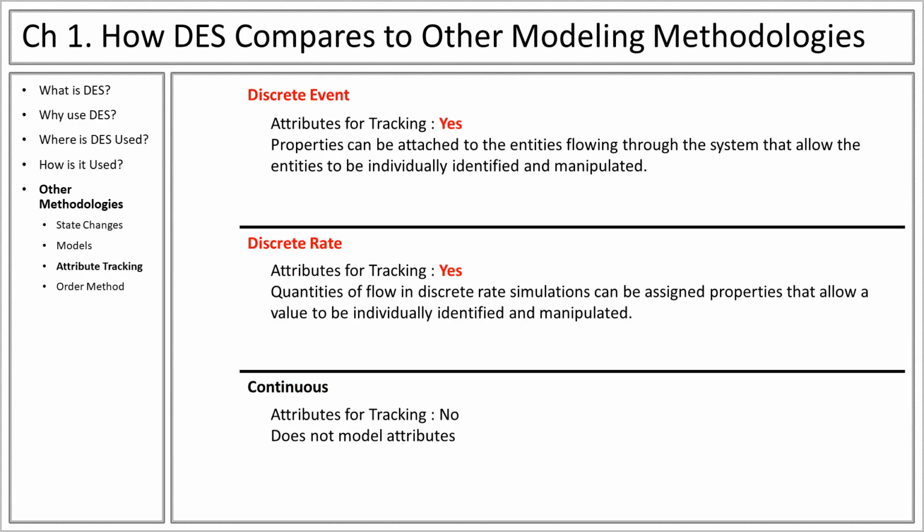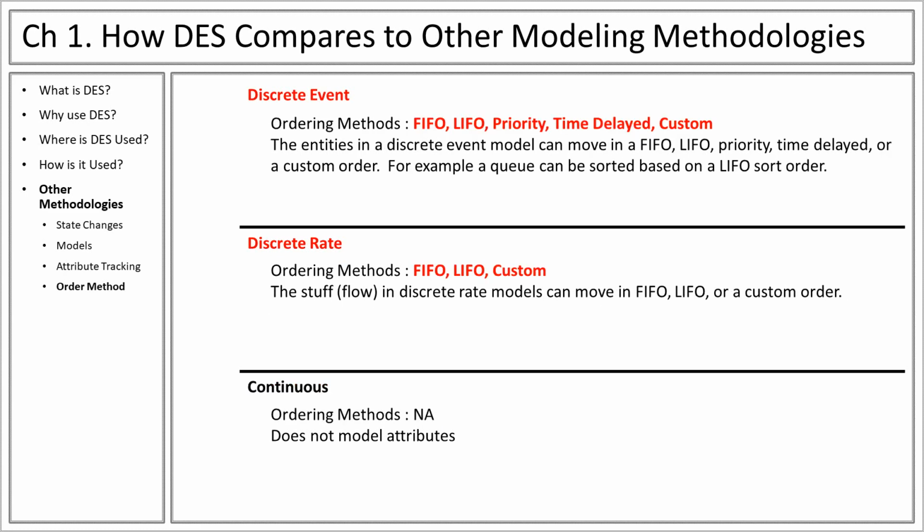Both discrete event and discrete rate models have the capability of modeling attributes. Continuous models do not have the capability of modeling attributes. Both discrete event and discrete rate models have the capability of ordering or prioritization. Continuous does not have the capability of ordering or prioritization.